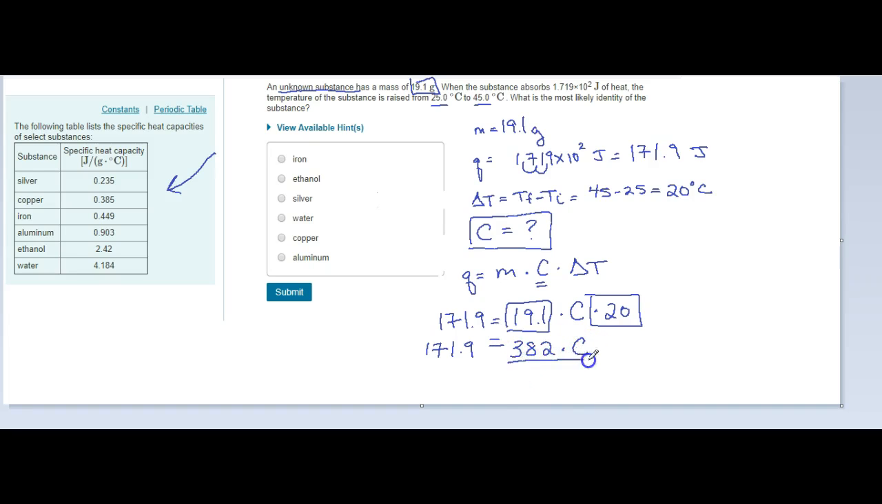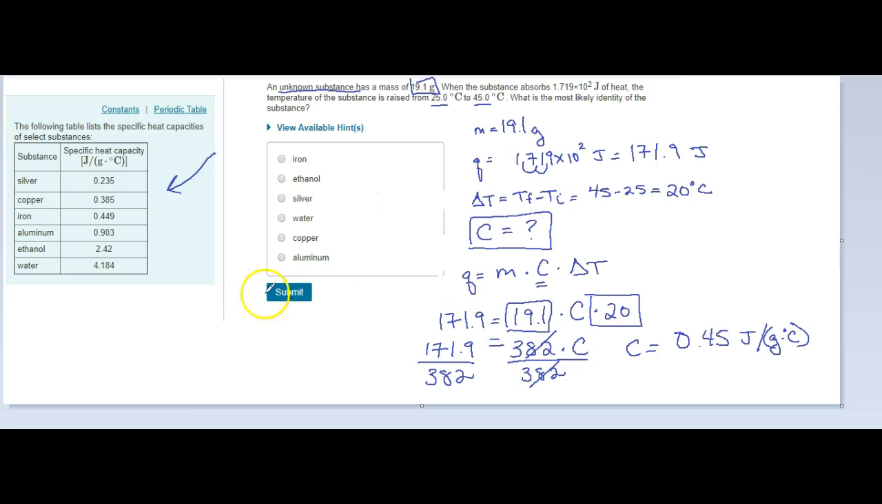And then to solve for C, I need to bring this 382 over to the other side. It's multiplying, so the opposite of that is dividing. I'll divide this side as well, and I'll get 171.9 divided by 382 is equal to 0.45, and the units here are joules per gram times degrees Celsius.